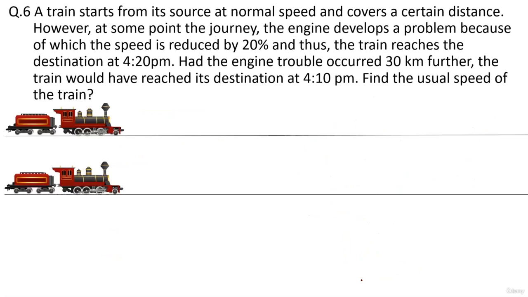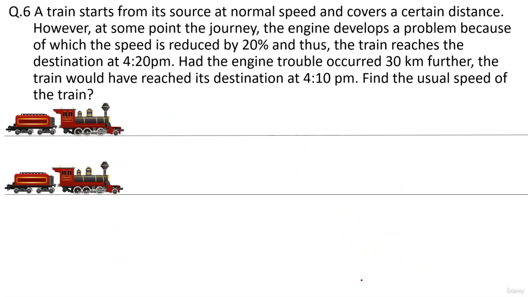A train starts from its source at normal speed and covers a certain distance. However, at a certain point in the journey, the engine develops a problem because of which the speed is reduced by 20%, and thus the train reaches the destination at 4:20 p.m. Had the engine trouble occurred 30 kilometers further, the train would have reached its destination at 4:10 p.m. Find the usual speed of the train.